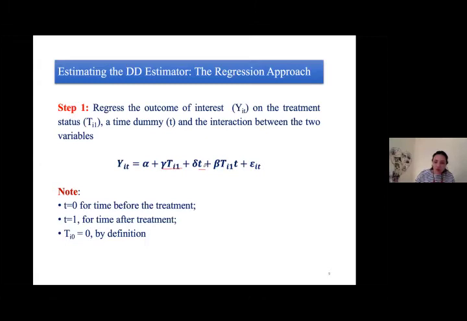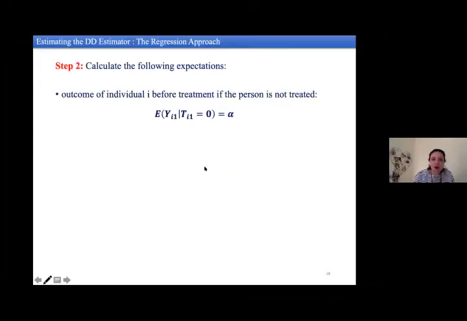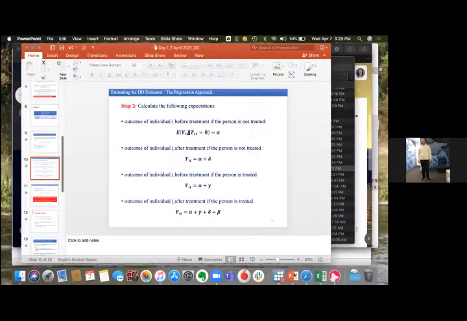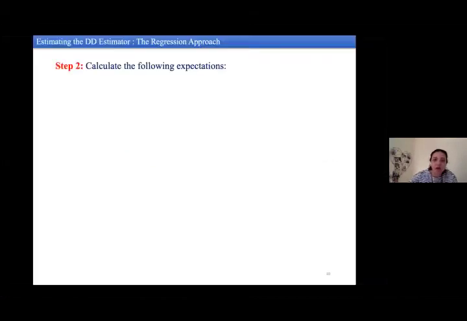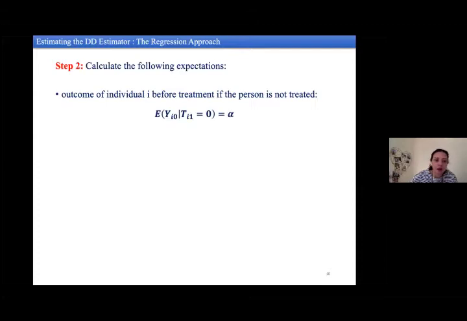So because we want to calculate the expected value of an individual I at period 1, when this individual is not treated at period 1, and I want to calculate at period 0, sorry, this is a typo, this should be 0. So I want to calculate the estimated outcome of interest of the individual I at period 0, knowing that this individual had not been treated.